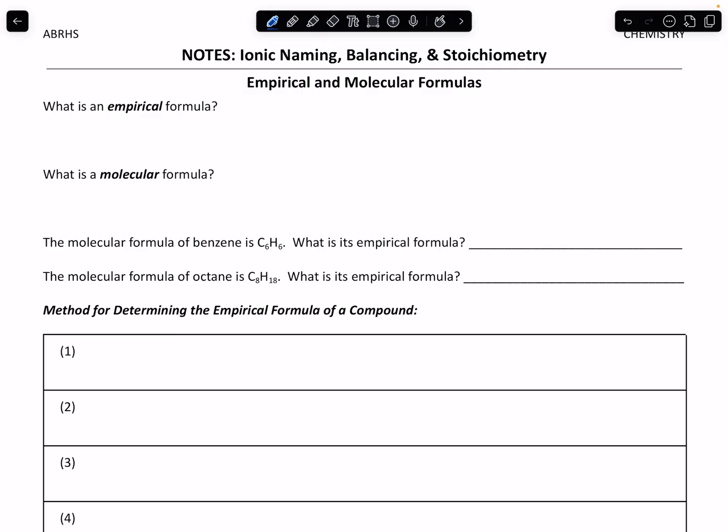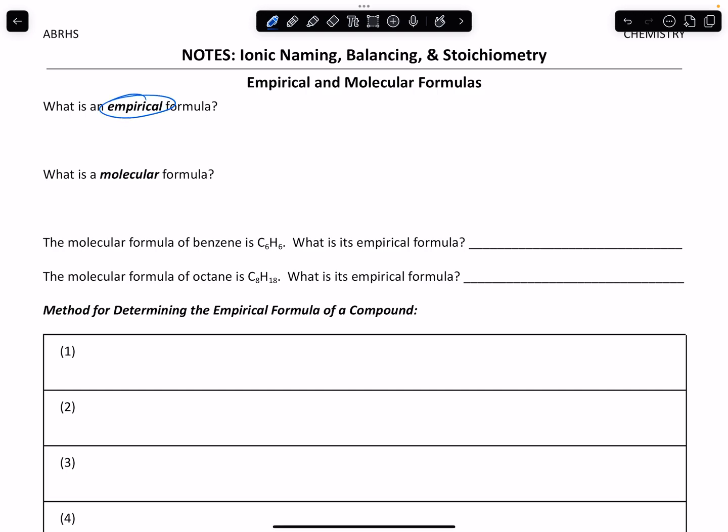This screencast is the next one in our series for our third unit, dealing with naming, balancing, stoichiometry. But this one is going to focus on empirical and molecular formula determination. So we're going to go through some definitions. Then we're going to practice an empirical formula problem, talk a little bit about what molecular formulas are, and then practice a molecular formula problem. Okay? So we're going to start out again with some definitions.